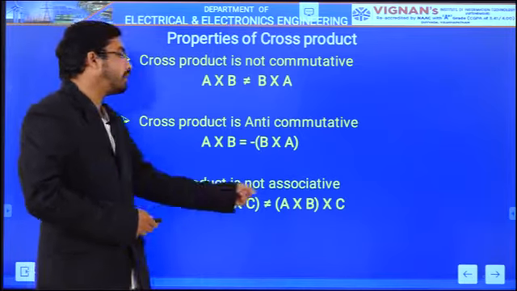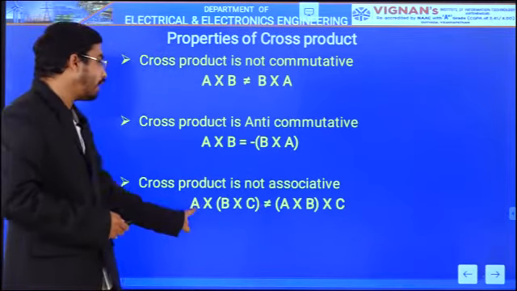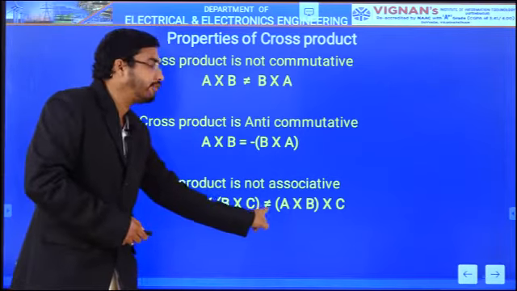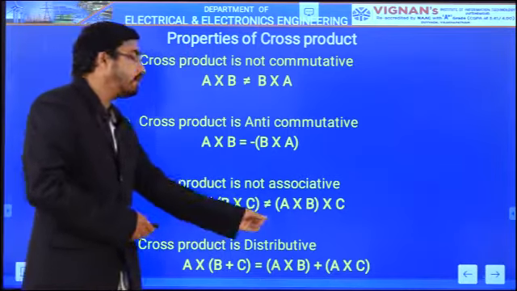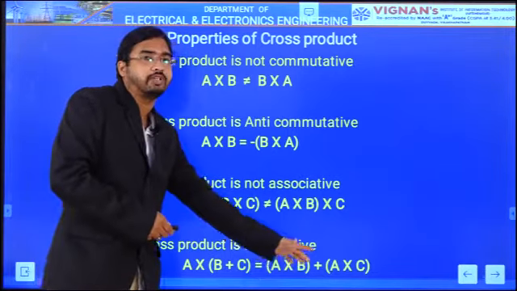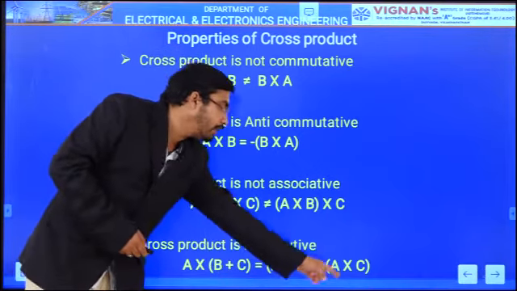Next, cross product is not associative. Cross product will not obey associative law. A cross (B cross C) is never equal to (A cross B) cross C. Next, but cross product obeys distributive law. That means A cross (B plus C) should be equal to A cross B plus A cross C.